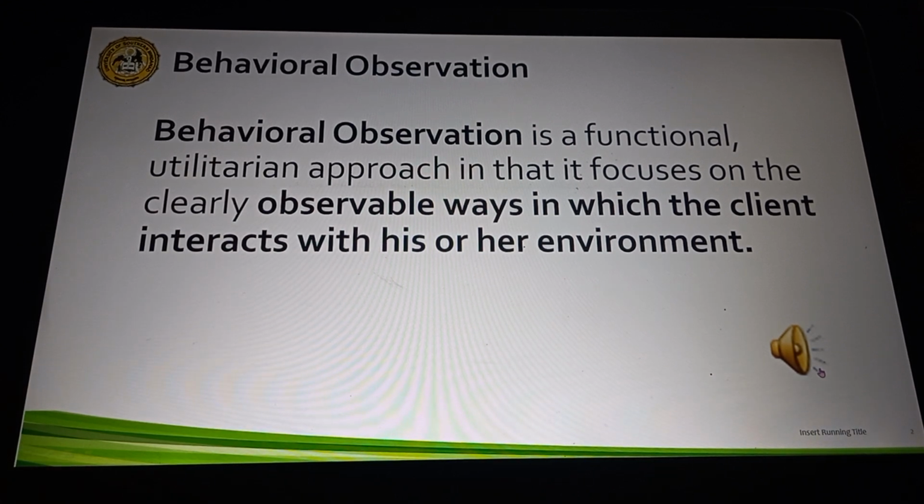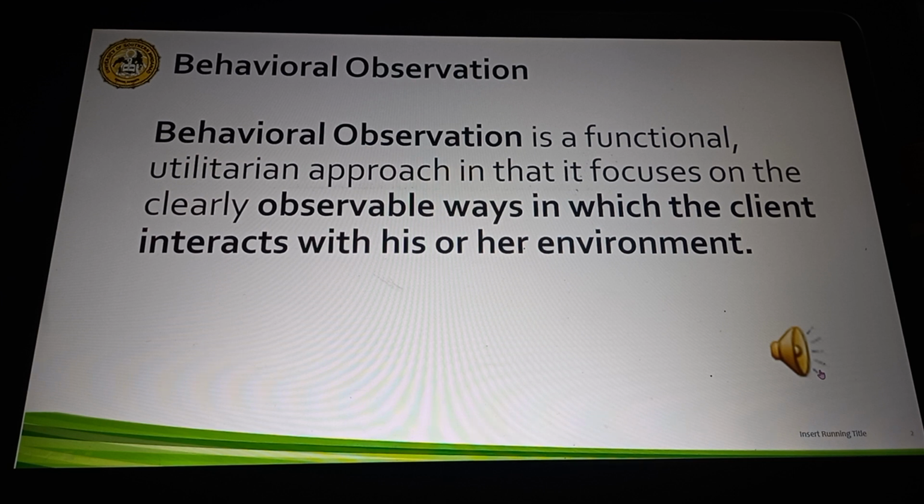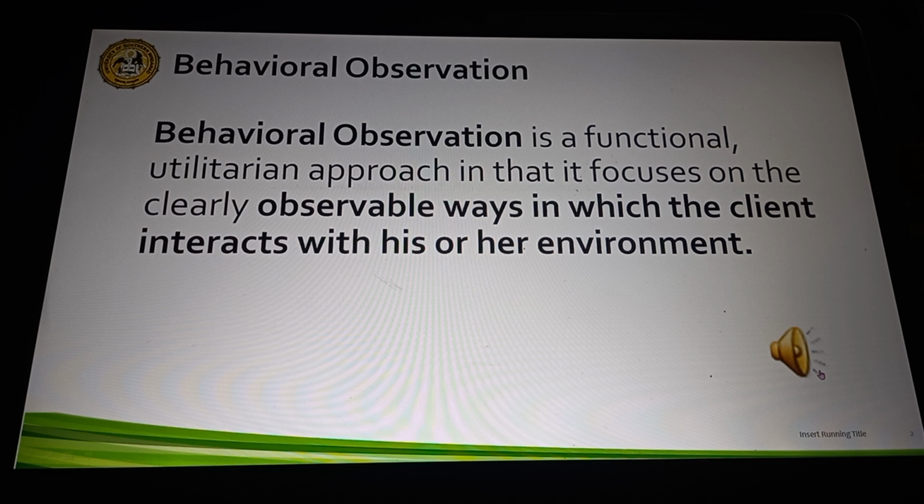Now, for a short definition of behavioral observation, it is concerned with determining the antecedents or determinants of behavior. When we say antecedents, it is the precursor, or the past causes of a certain behavior, as well as its consequences. So, in other words, the situational determinants of behavior. And to formally define this type of observation, it is a functional, utilitarian approach in that it focuses on, clearly, take note, the observable ways in which the client interacts with his or her environment.